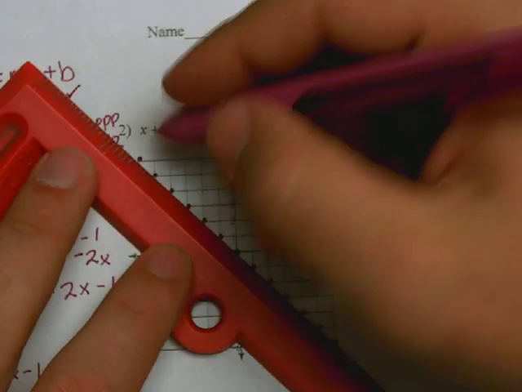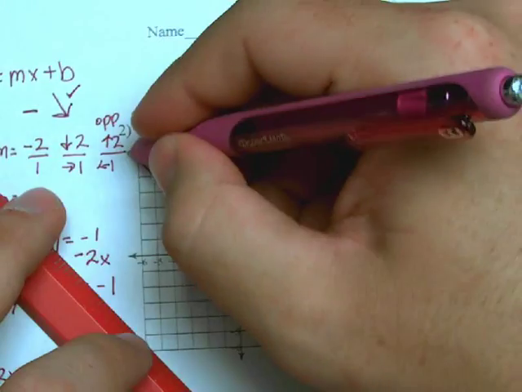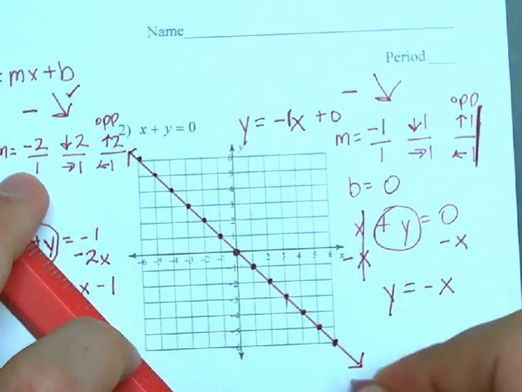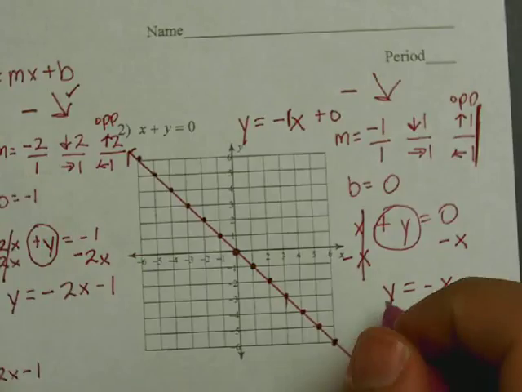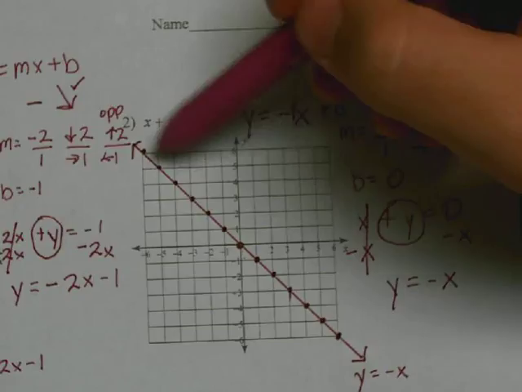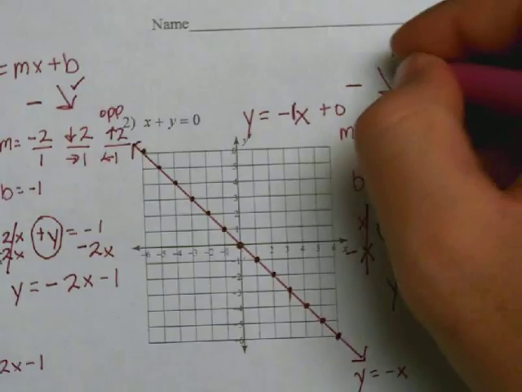Then I play connect the dots. Here we go. I graph my line. Now I label it y equals negative x, and then I check. Is that line going down from left to right, like I said it would? Yes, so I put a check mark.